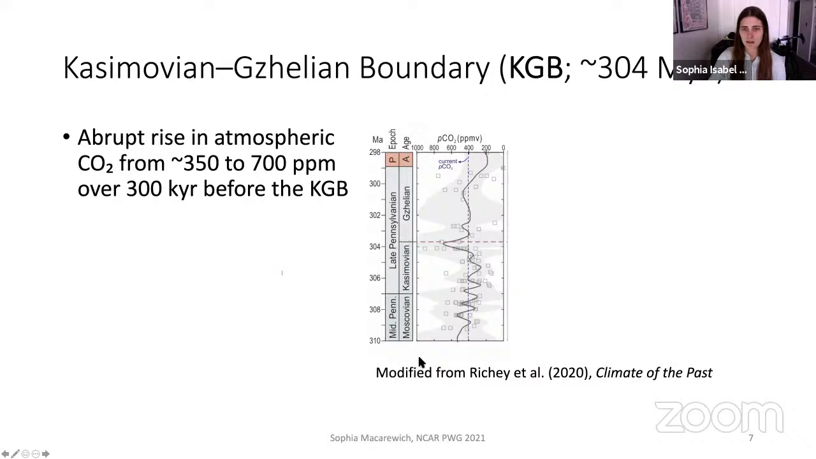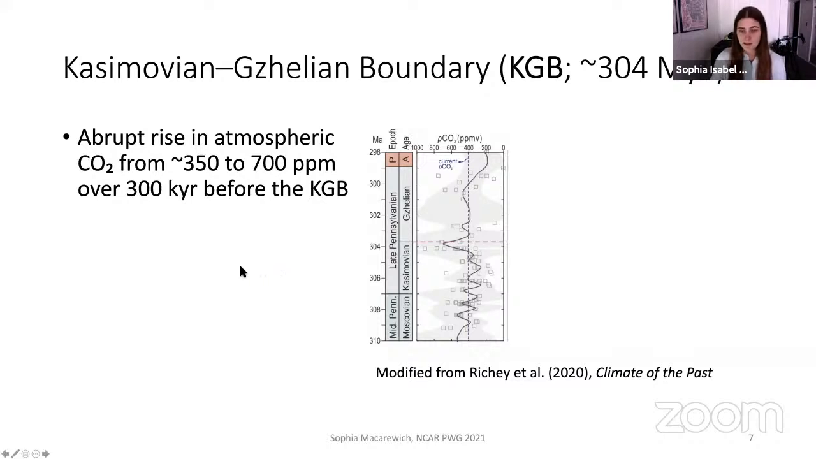Leading up to this KGB interval, we can see these glacial-interglacial fluctuations in CO2 on the order of about 400,000 years. Then, right before the KGB, there is an abrupt rise in CO2 from 350 to about 700 parts per million over about 300,000 years.